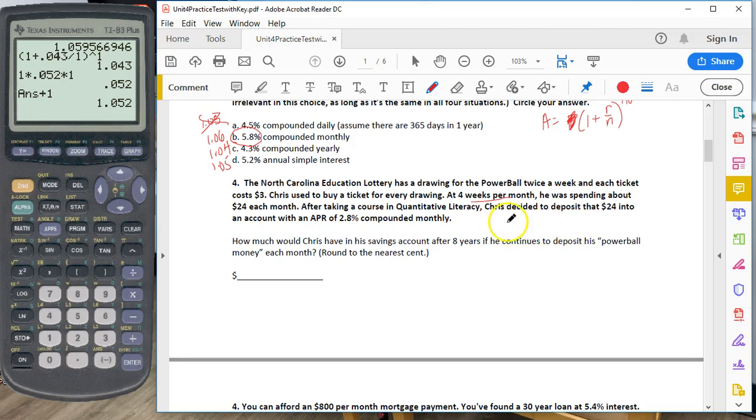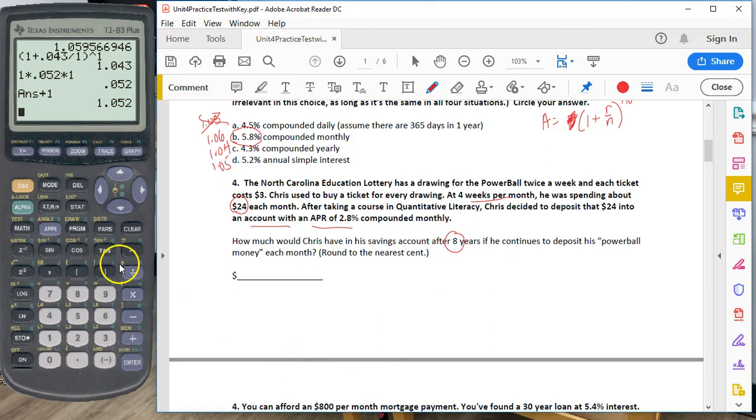I guess there is 2 a week. So he's spending about $24 a month, right? Twice a week, 4 weeks a month, so that's 8 times. Each one costs $3. So he's spending $24 a month on Powerball tickets. He decides after taking this math class that he's probably better off doing anything else with that money, and he's going to take that $24 a month and put it into an account that earns an APR of 2.8% compounded monthly. So what would he have after 8 years?